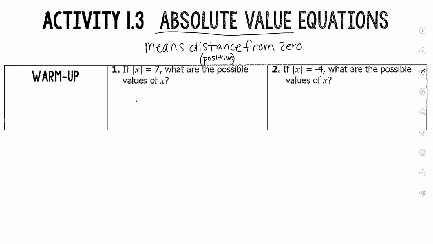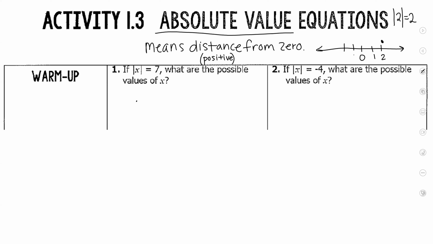Just as an example before we start, if you think about a number line, here's 0 in the middle. Absolute value means the distance that a number is away from 0. So how far is 2 from 0? It's 2. So this is how I would write it: the absolute value of 2 is 2, because 2 is 2 spaces away from 0. Does that make sense?